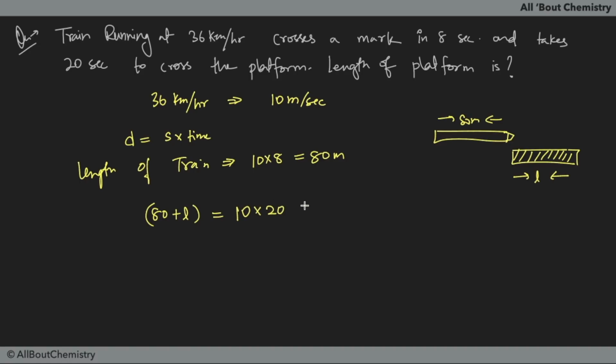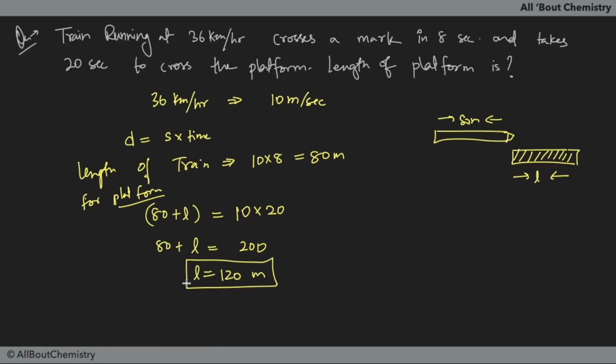So let's put that. This is for the platform. Now once you solve this, you will get 80 plus L is equal to 200, and L will be equal to 120 meters. So the length of the platform will come up as 120 meters, and that should be your correct answer. All right, I hope this is clear to you.